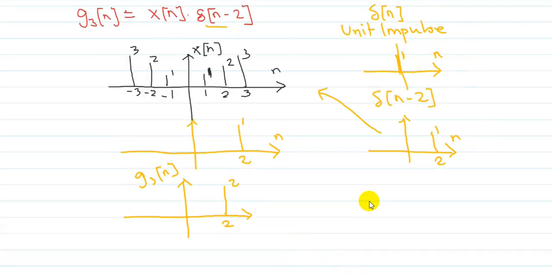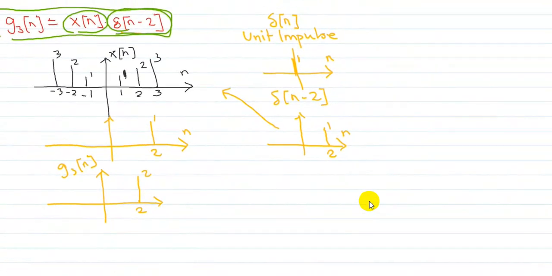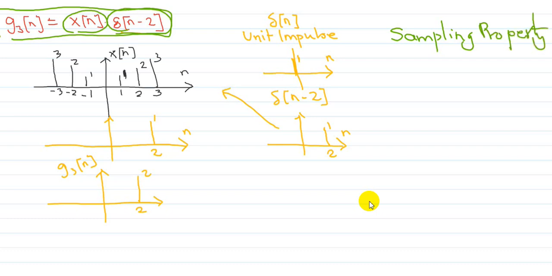Now if we observe this question carefully, it involves any given signal x of n which is multiplied with some impulse function, shifted impulse or impulse, whatever. Whenever we have a situation like this, we can use the properties of impulses. You should have studied the properties of impulse, which is basically the sampling property. Okay, let me write here, the sampling property of impulse.